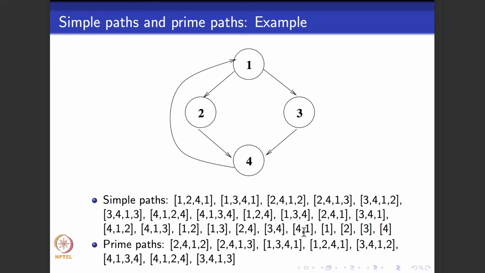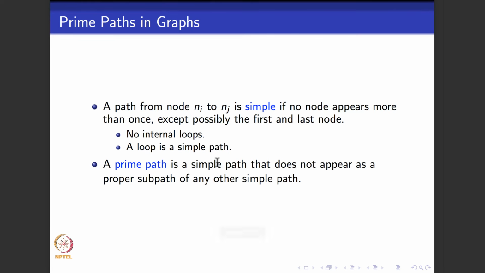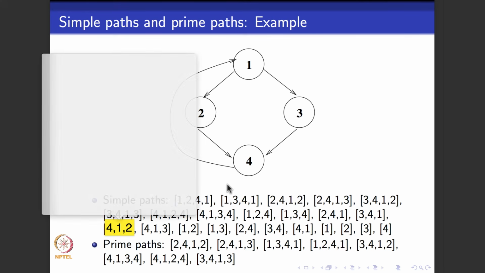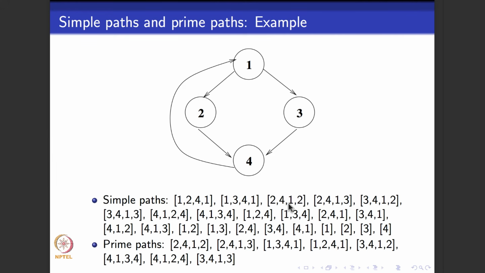So now if you look at all these simple paths, there's so many of them. I say out of all these simple paths, only these are prime paths. Why do I say these are prime paths? Go back to the definition of prime path. Prime path should be simple. Prime path should not be a subpath of any other path, right? So if you take a path that looks like this, let's take 4, 1, 2. This 4, 1, 2 path comes as a subpath of this path here, 2, 4, 1, 2. It also comes as a subpath of this path here, 3, 4, 1, 2. So 4, 1, 2 doesn't qualify to be a prime path.